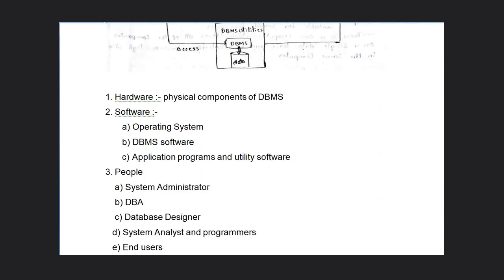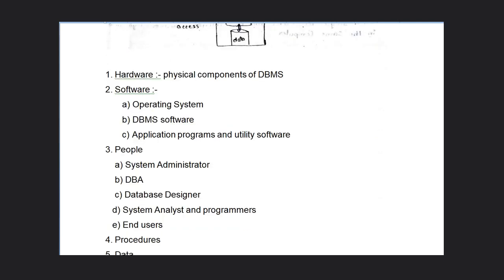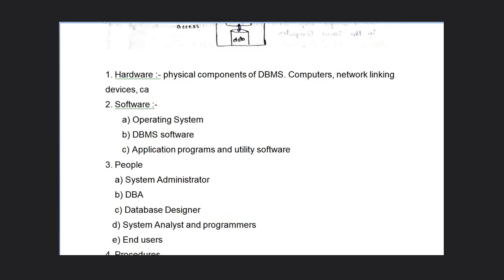So the database environment mainly has these components: hardware, software and people. First of all, we'll discuss hardware. Any physical component in a database management system is called hardware. Examples of hardware are computers, network linking devices, and cables. Whatever equipment is physically used in a database management system is called hardware.